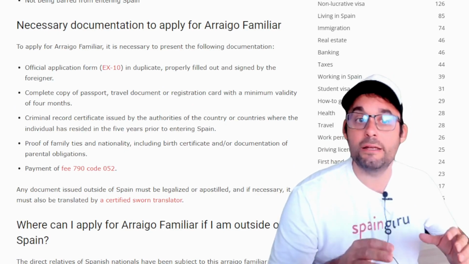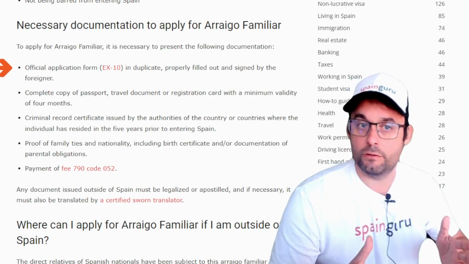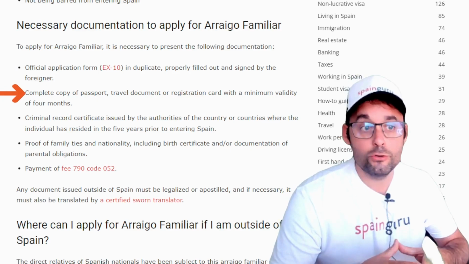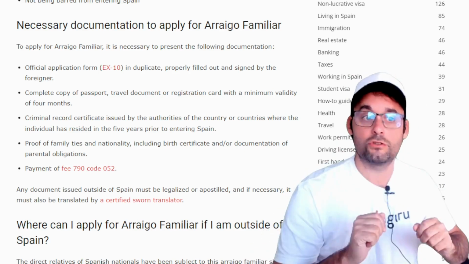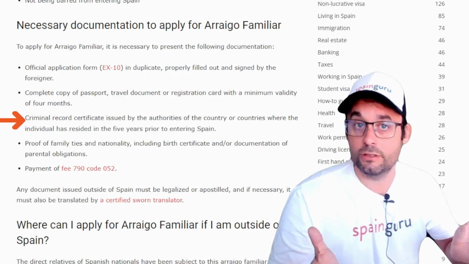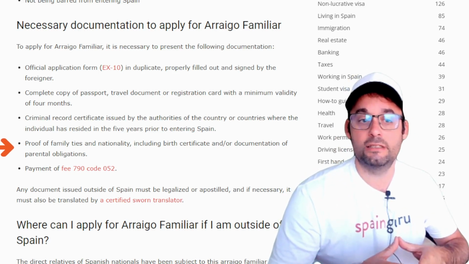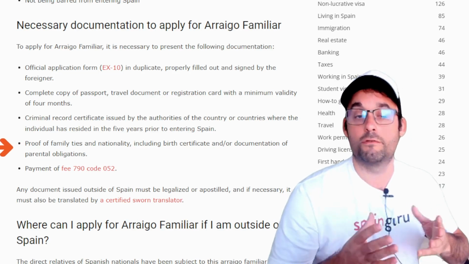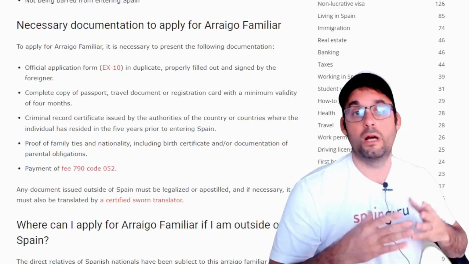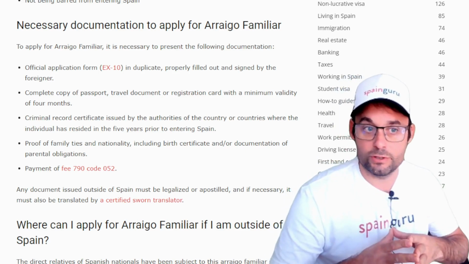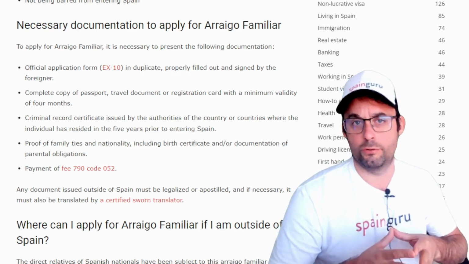Necessary documentation to apply for Arraigo Familiar. Number 1, official application form X10 in duplicate, properly filled out and signed by the foreigner. Number 2, complete copy of the passport, travel document, or registration card with a minimum validity of 4 months. Number 3, criminal record certificate or background check. Number 5, proof of family ties and nationality, including birth certificate and or documentation of the parental obligations. This is to prove the ties, the arraigo or the roots, the reason why you're asking for this residence permit. And last but not least, the payment of a fee, which is the 790 code 052.